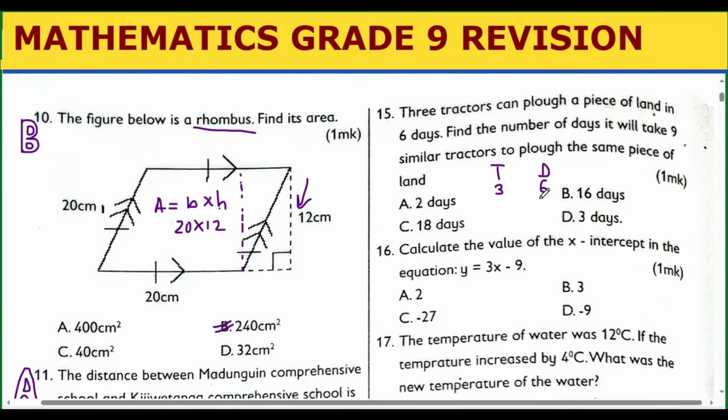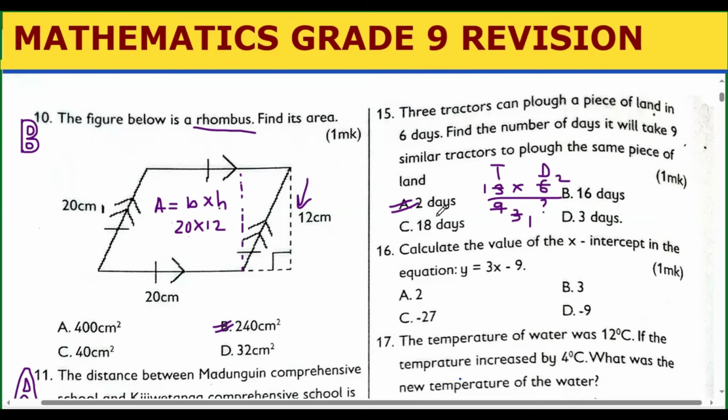Okay. Increasing the tractors, what will happen? We have increased the tractors to 9. What will happen to the days? Is it going to increase or reduce? Definitely it will reduce, so it will go down. So for this equation to go down, just say 3 times 6 over 9. Hivyo tu. Simplify by 3: 1, by 3: 3. Continue simplifying by 3: 1, by 3: 2. So it will be 2 days.